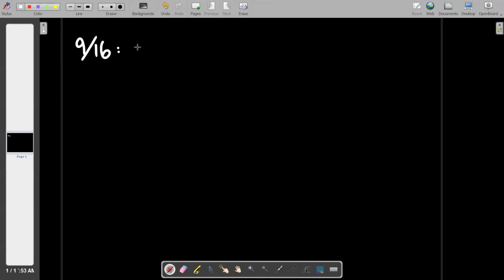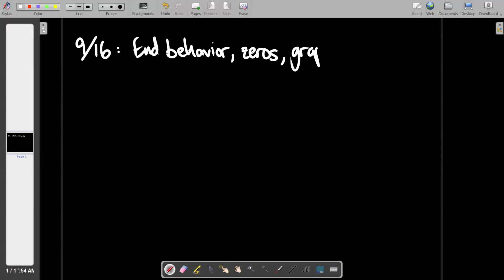And this is more with end behavior, zeros, graphing. So this, again, we started all this on Thursday. So the next example that we have is this one.